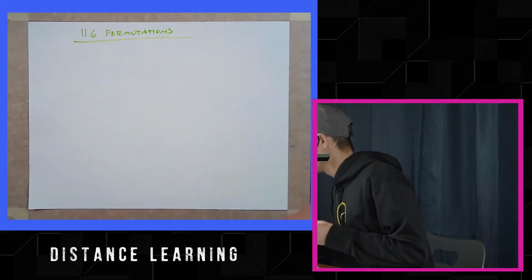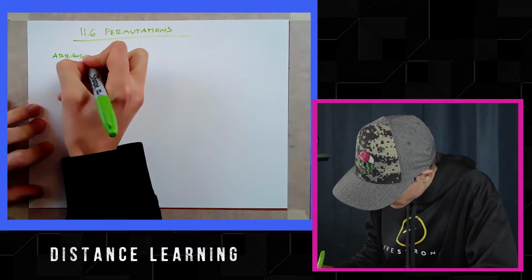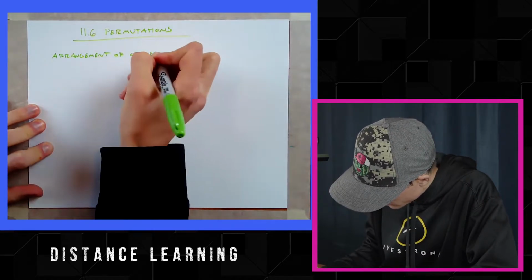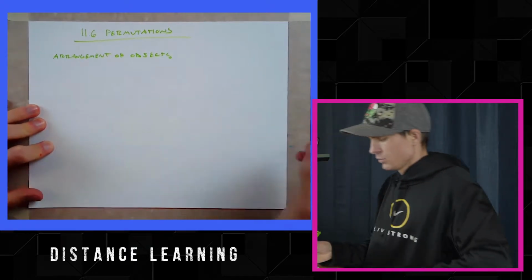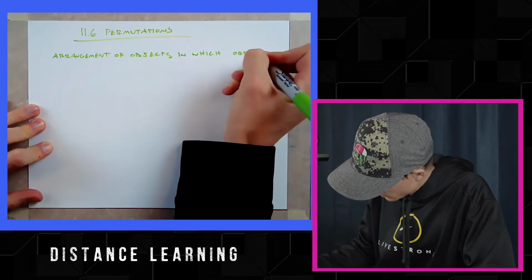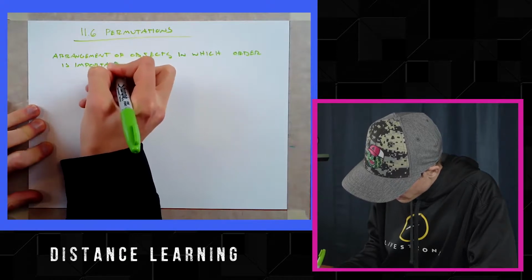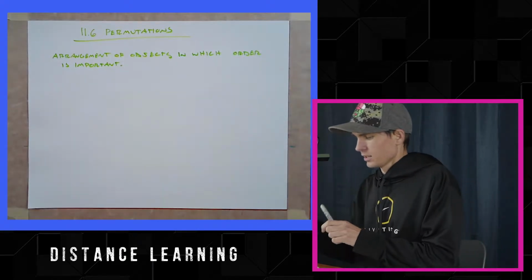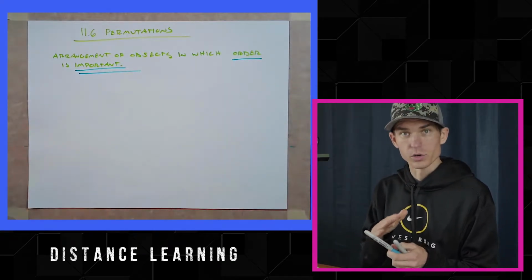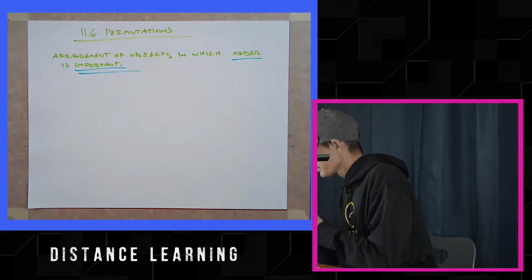So permutations, it says it is an arrangement of objects in which order is important. Emphasis on order and important. You'll see the other one, order is not important. But for now, order is important.